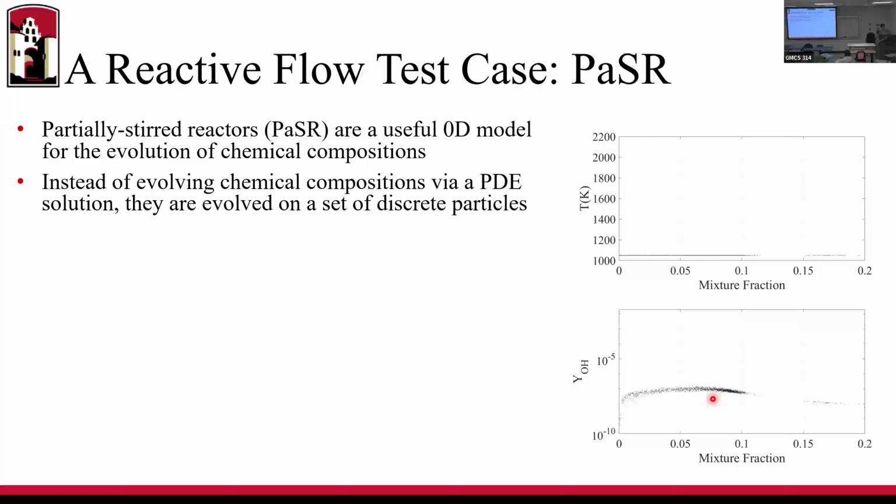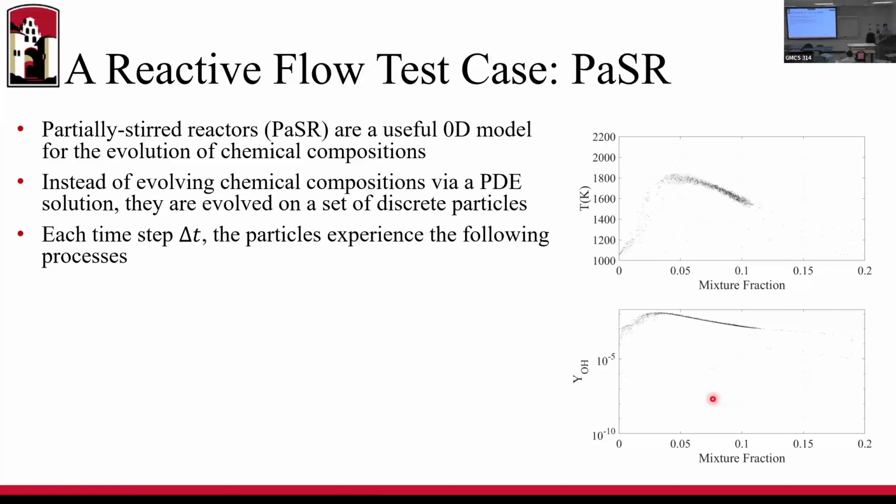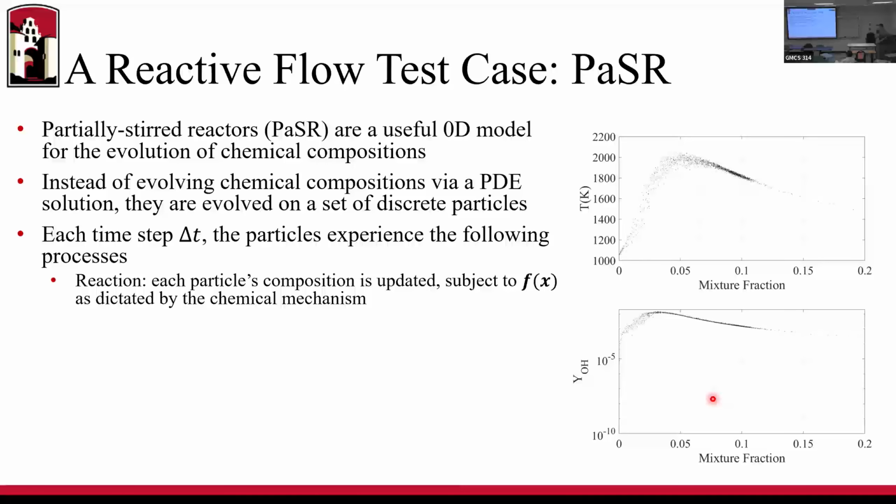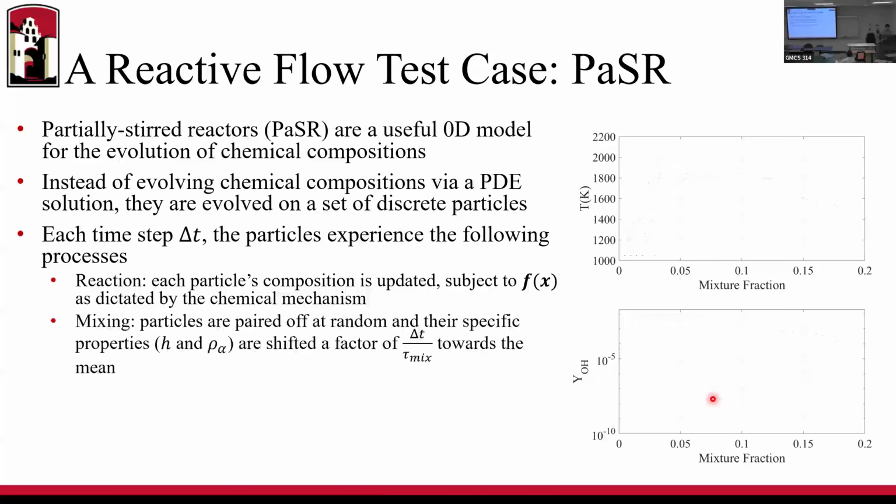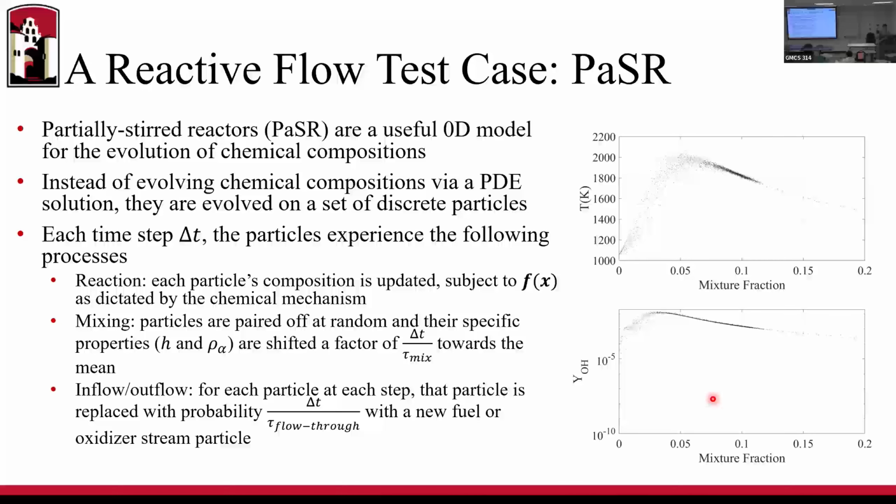So instead of evolving the chemical composition via PDE solution, they're evolved out of 7 discrete points. For each time step delta T, we do a reaction, where we are solving this costly function, or we're approximating it. We do mixing. We pick 2 particles at random, and we take them some part of the way to their mass weighted mean, and we do inflow and outflow. With some probability we're just taking a particle and replacing it with a brand new particle of either fuel or oxidizer.